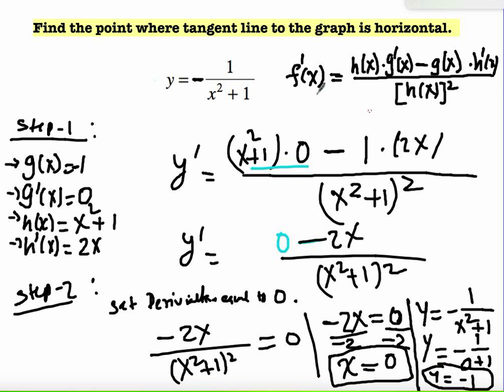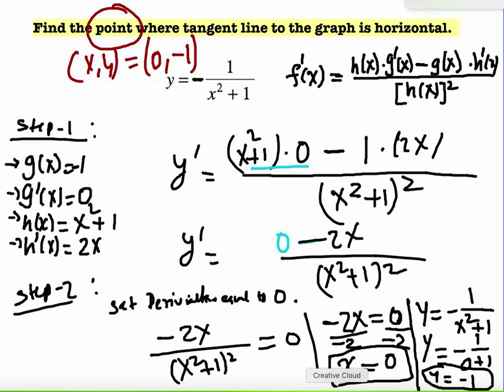So we can conclude that the point that we're looking for, x comma y, is x is 0, y is negative 1. So this is the point where the function will have a horizontal tangent line.